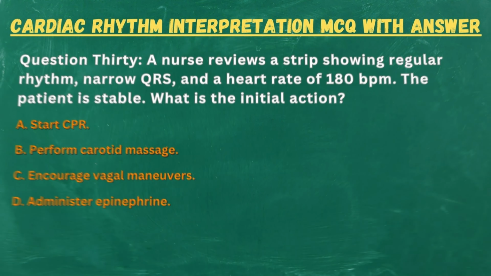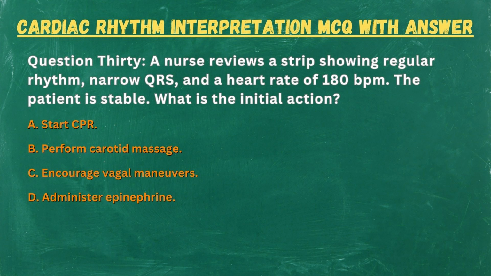Question 30. A nurse reviews a strip showing regular rhythm, narrow QRS, and a heart rate of 180 BPM. The patient is stable. What is the initial action? A. Start CPR. B. Perform carotid massage. C. Encourage vagal maneuvers. D. Administer epinephrine. Answer: C. Encourage vagal maneuvers.